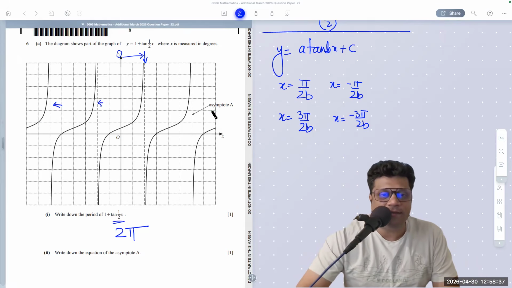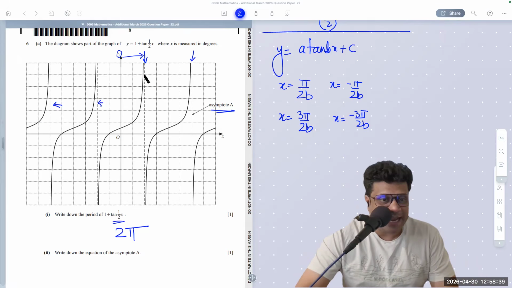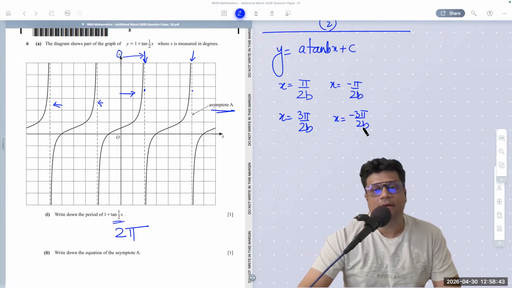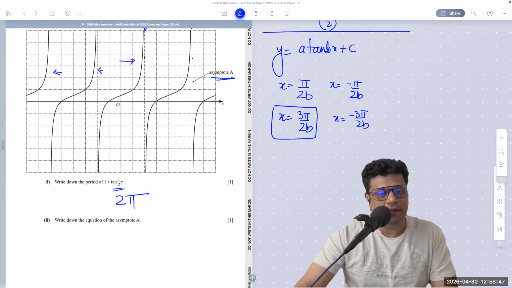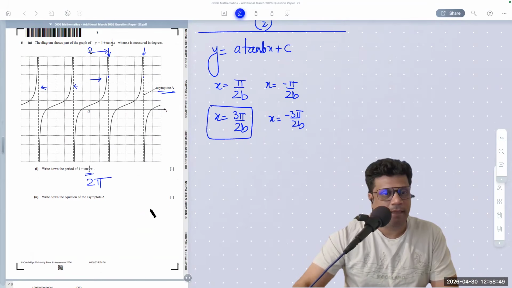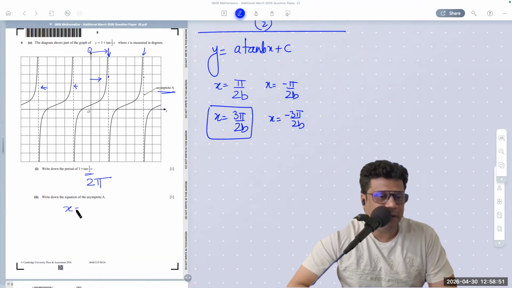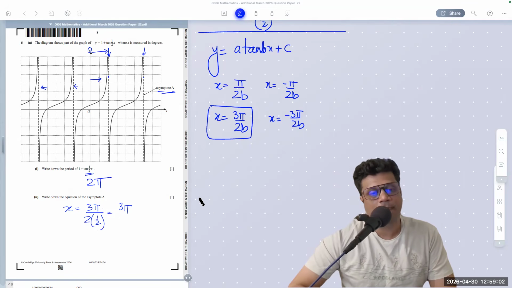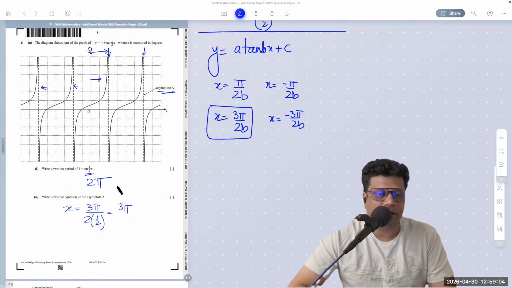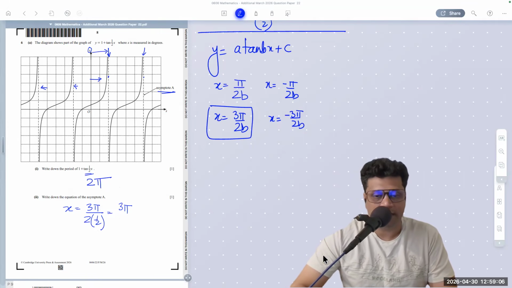Now, asymptote A is the second one. If you go from the y-axis right, of course, it's going to be this one. And that is why the asymptote is x equals 3 times pi by 2b. There it is. It's basically a 3 pi. And that's about it. That is your answer for this question for 1 mark.